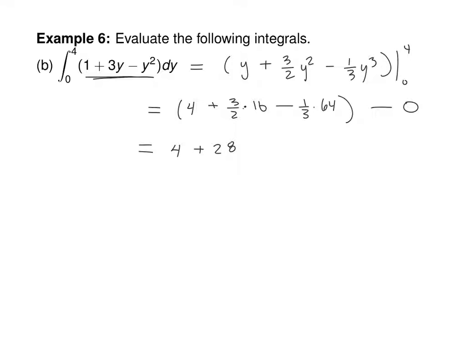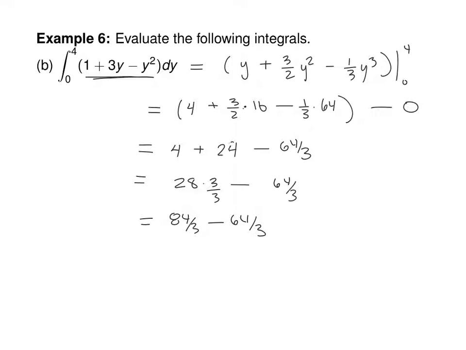Because you can do 16 divided by 2 is 8. No, shouldn't agree. I lied. 24, thanks. Half of 48. I was just adding the 4 already. Okay, and then minus 64 thirds. So 28 minus 64 thirds. Multiply him by 3 over 3. 60. I'm pretty sure that's 84 thirds.